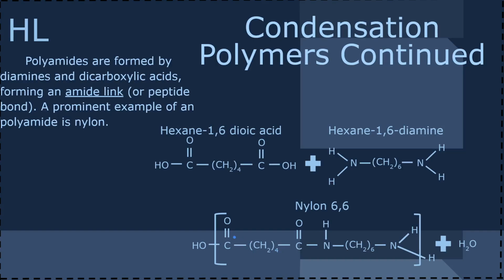So, as we can see here, what's going to happen is in polyesters, the alcohol group loses its hydroxide, and the carboxylic acid is going to donate one of its hydrogens. Where in this case, we see that the carboxylic acid has lost its hydroxide, and the amine has given up one of its hydrogens to make water as a byproduct.